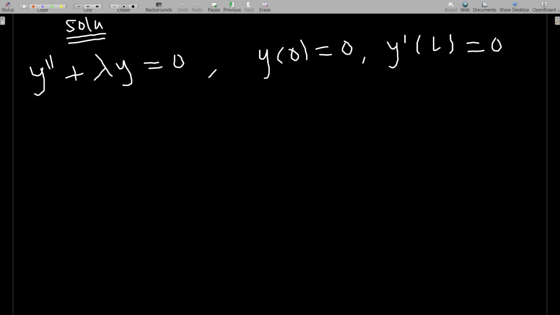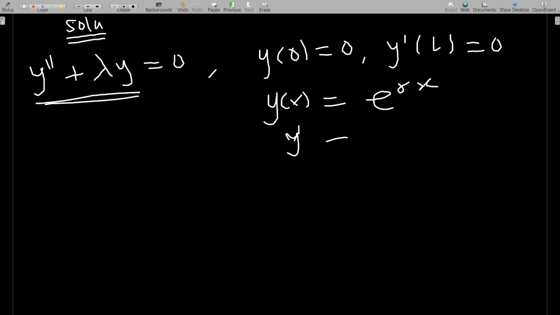To solve this, we first use the method of solving a second order ODE with constant coefficients. You assume a solution y(x) equals e^(rx). Then we differentiate: y' gives us r e^(rx), and y'' gives us r² e^(rx). I hope this is what you have.